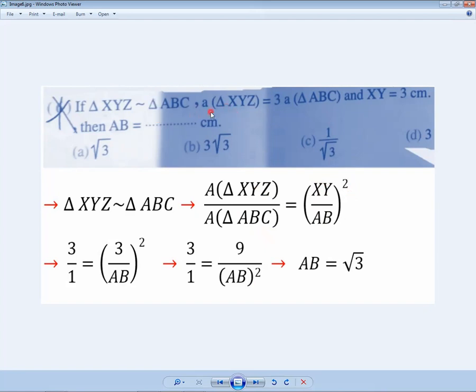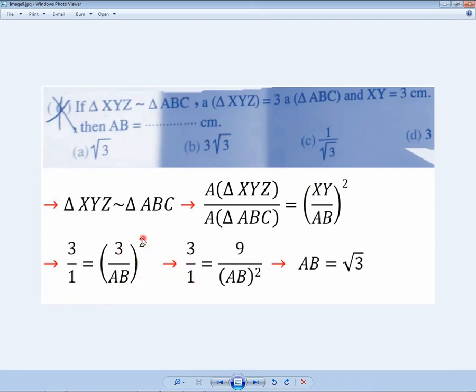Here he said the problem says area of triangle XYZ equals 3 times area of triangle ABC. The ratio between the areas of the two triangles is 3 to 1. Okay, this is the ratio between the two areas. On the other side, the length of XY equals 3, and the length of AB is required. Now, 3 over 1, here it is.